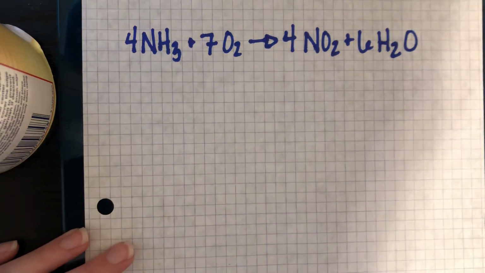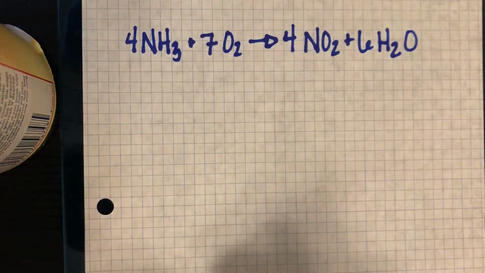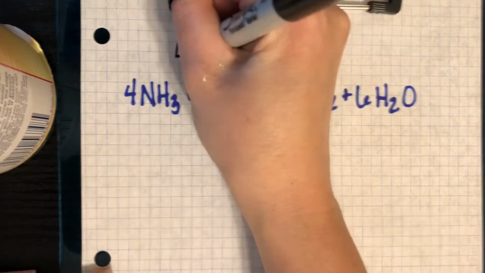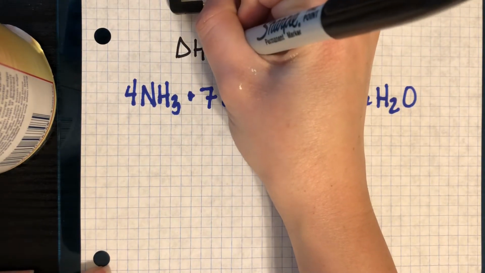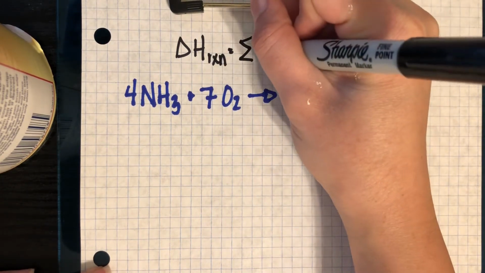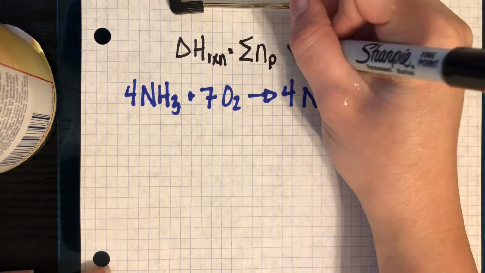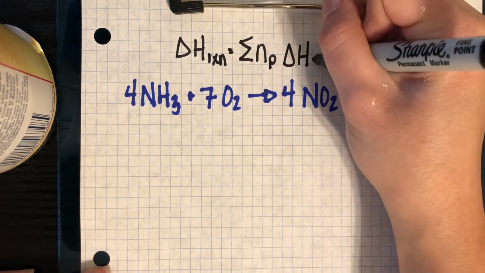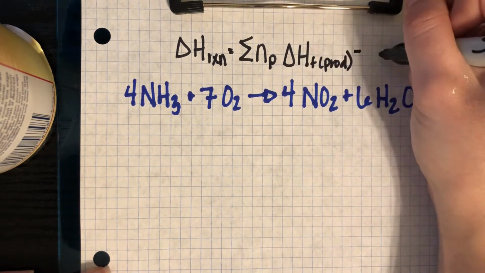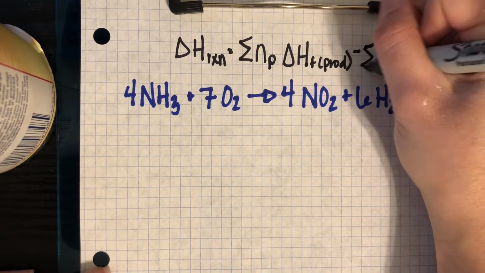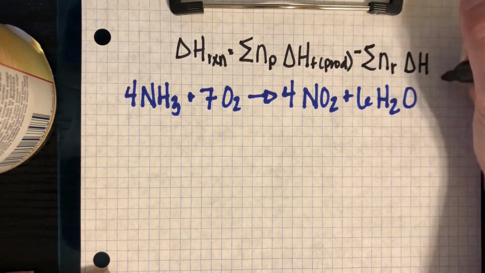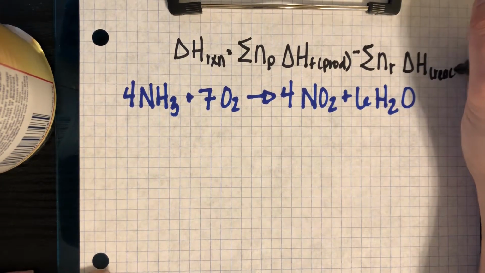Let me grab a marker. Okay. So we know our equation is, I'm going to write it up here. Delta H of the reaction is equal to the sum of the moles of the products times delta H of the products, minus the sum of the moles on the reactant side times delta H of the reactants.